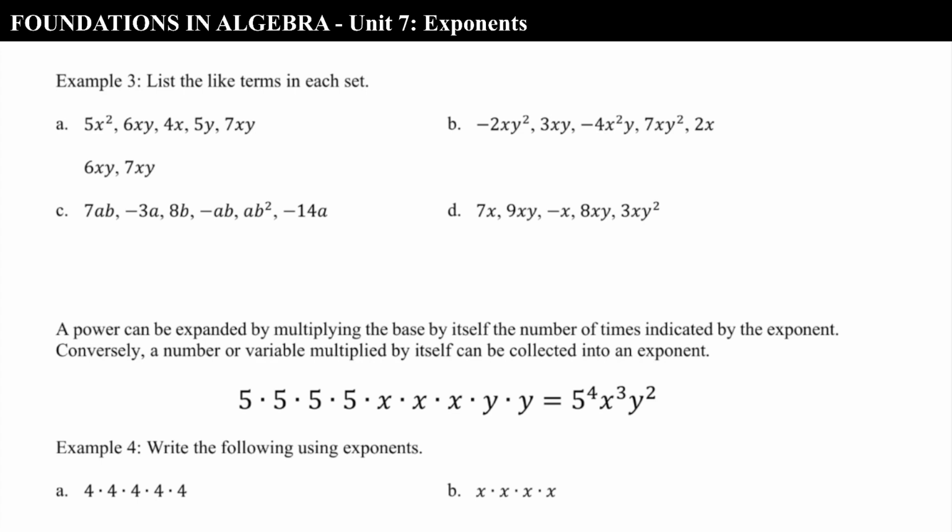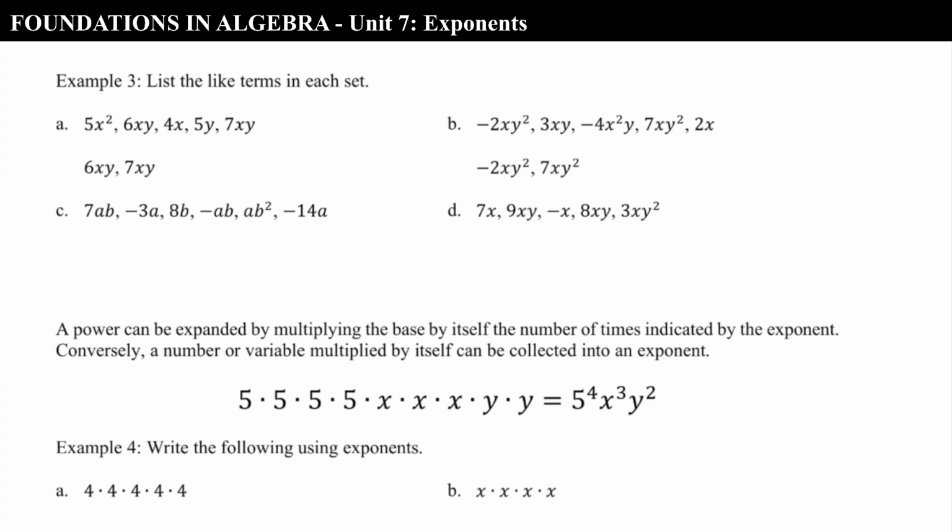For b, we have negative 2xy squared. Well, if you look down the list, we also have a 7xy squared. So those are like terms. 3xy doesn't have anything that goes with it. Negative 4x squared y doesn't have anything that goes with it, and neither does 2x.